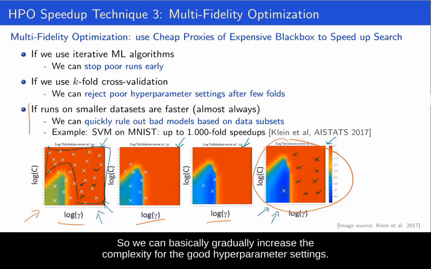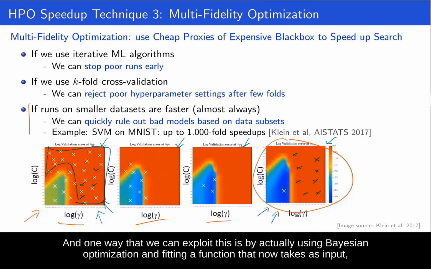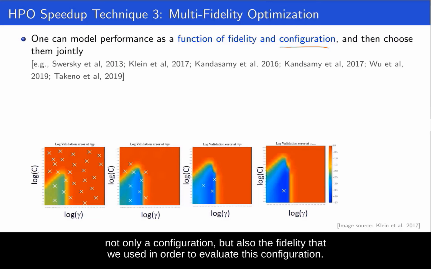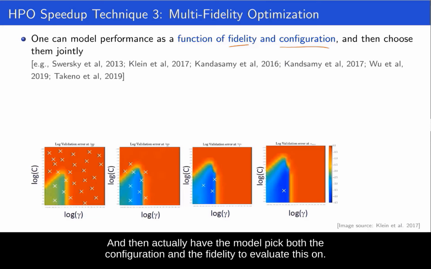So we can basically gradually increase the complexity for the good hyperparameter settings. And one way that we can exploit this is by using Bayesian optimization and fitting a function that now takes as input not only a configuration, but also the fidelity that we used to evaluate this configuration, and then have the model pick both the configuration and the fidelity to evaluate it on.